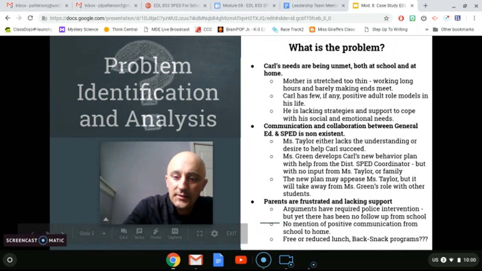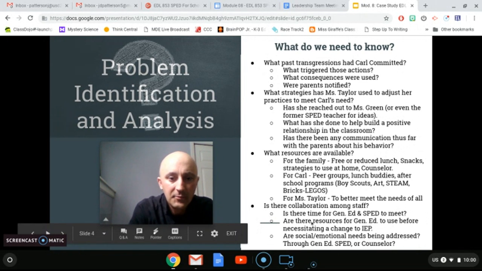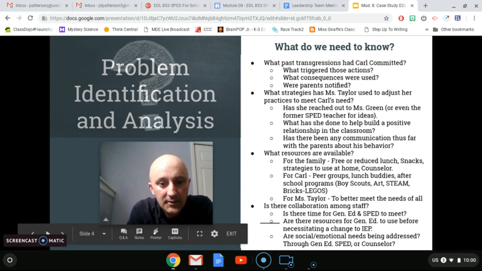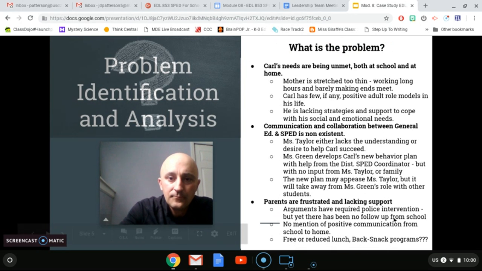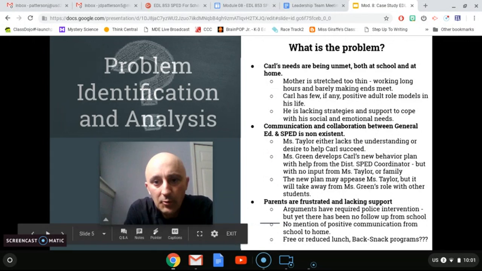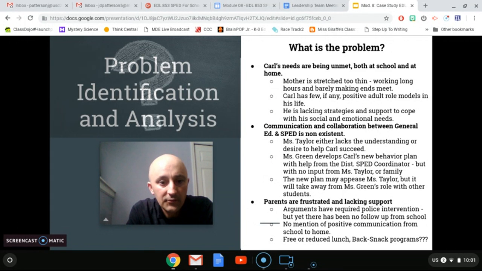And then lastly, is there an SEL curriculum that's being used to teach students in the building about their emotional needs and how to regulate those behaviors? So the problems, I've broken this into three parts. First and foremost, Carl's needs are being unmet, both at school and at home. His family is stretched thin, particularly his mother. She's working 50 hours a week, barely making ends meet. So Carl and his siblings are being pushed onto the back burner because his mom is just consumed with life right now.